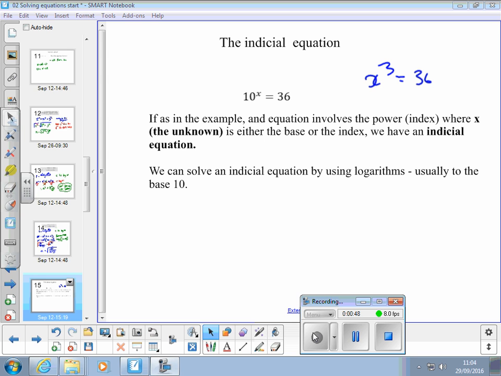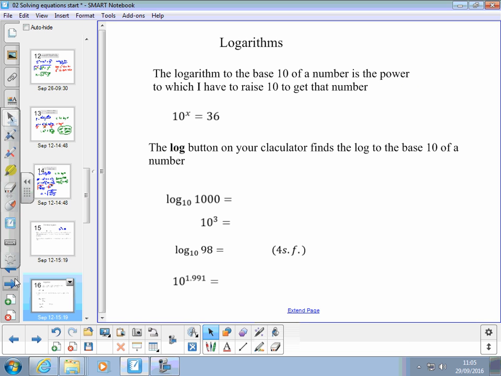indicial equation. You can solve an indicial equation by using logarithms, usually logarithms to the base 10 or common logarithms. The logarithm to the base 10 of a number is the power to which I have to raise 10 to get that number. So it's, what do I have to raise 10 to so that it equals 36?